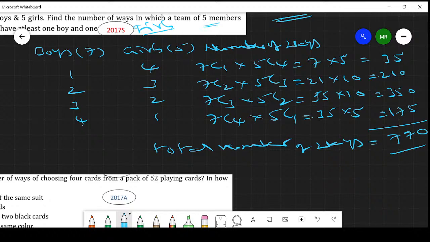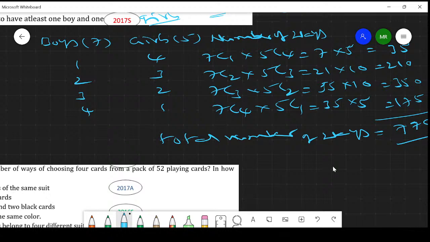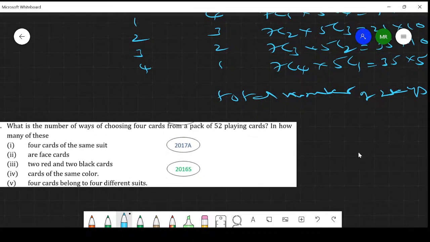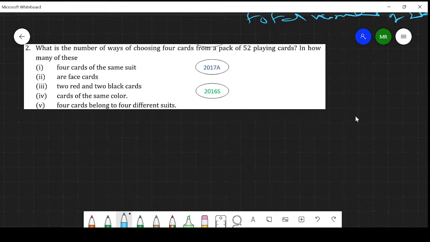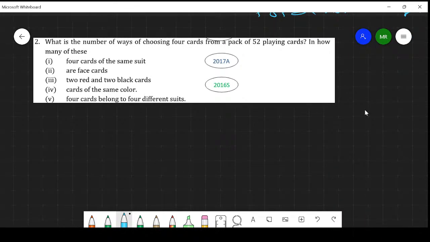770. Most important expected question also. Question number 1 for 5 marks, expected question. Please practice that. Everyone should practice that.